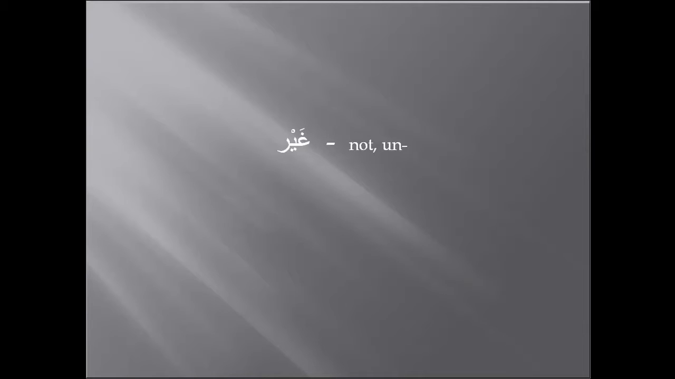Okay? Now I'm going to show you one more interesting thing. The particle ghair, which I think you may know means not or un, is used as a prefix, and this is put in front of any passive participle to give the impression of not or un. So, غير معروف, yani not known or unknown. هذا غير معروف. Who is this person? What is his name? اسمه غير معروف. It's not known. غير مفهوم, yani not understood. I told him something, but it was غير مفهوم.